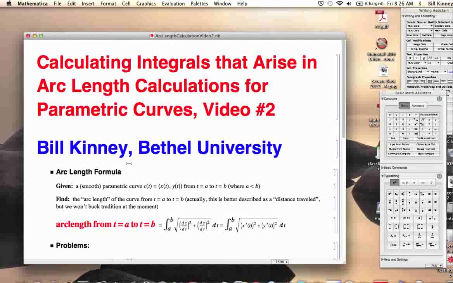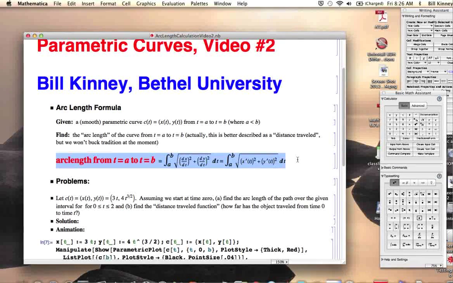Again, I'll emphasize, as I did in the last video, that I'm not explaining this formula right here. I'm just showing you how to use it because these integrals end up being kind of tricky. So what's our problem this time?